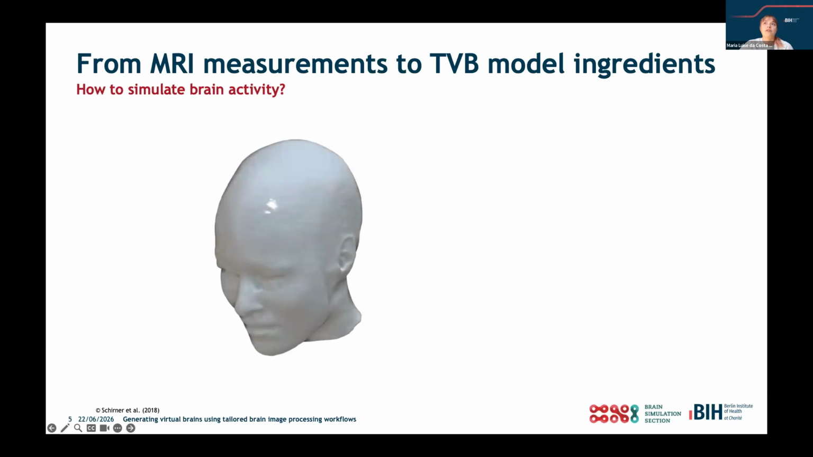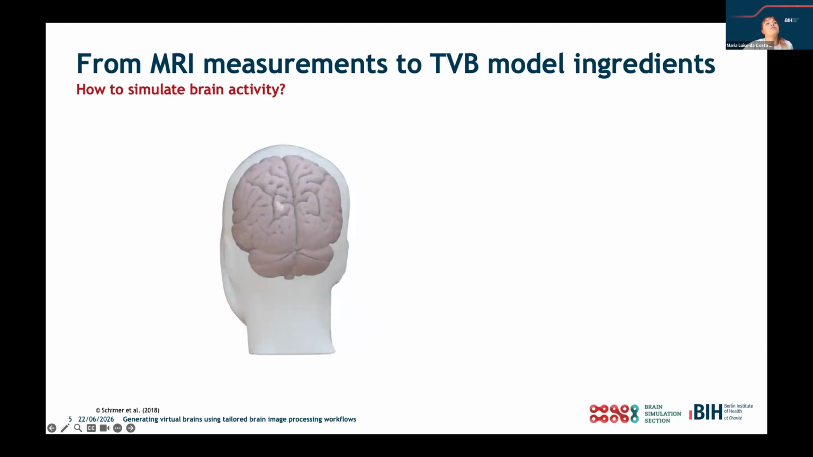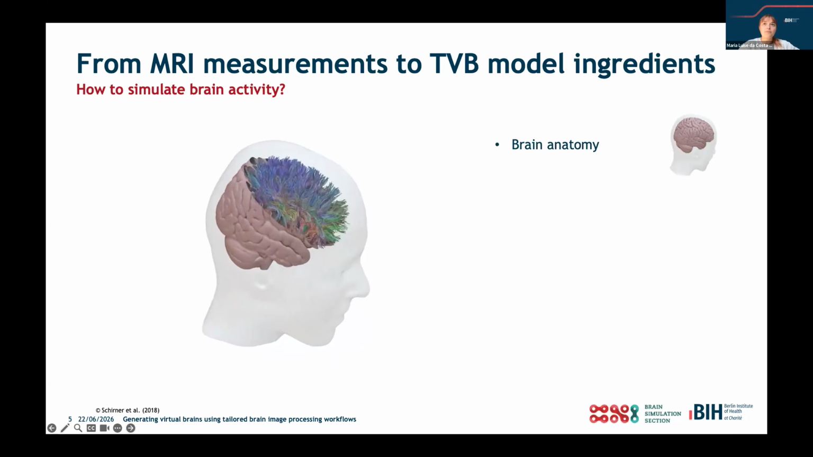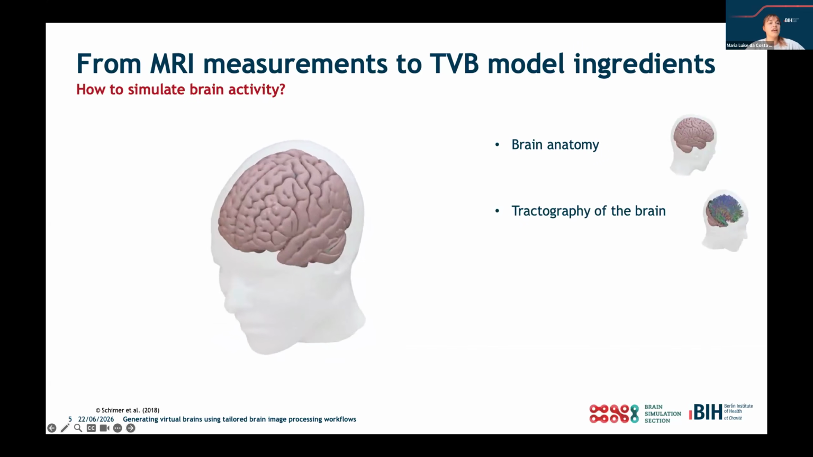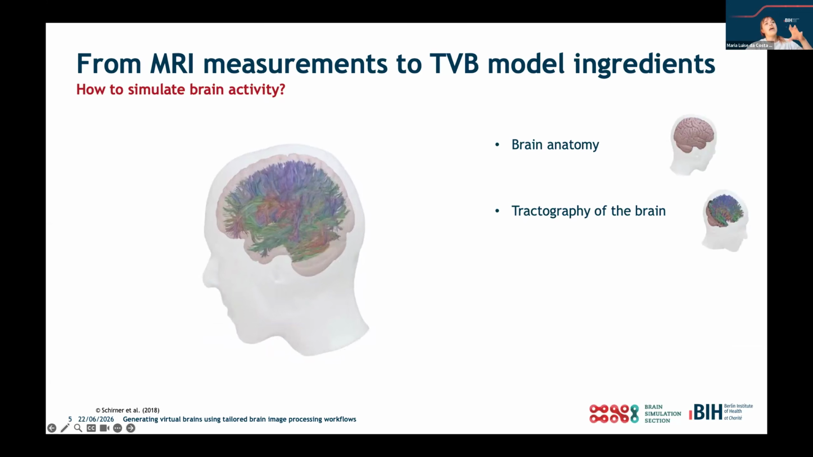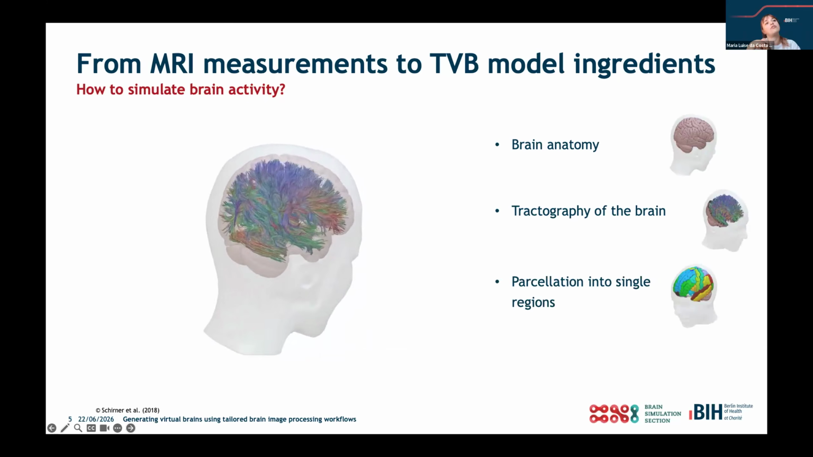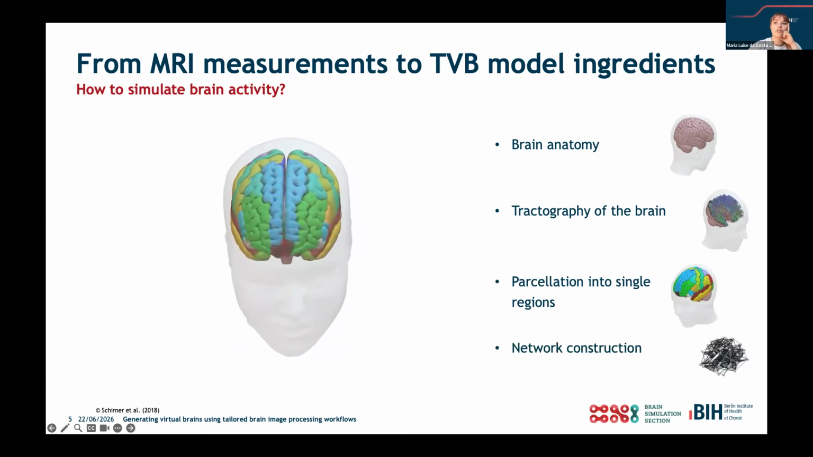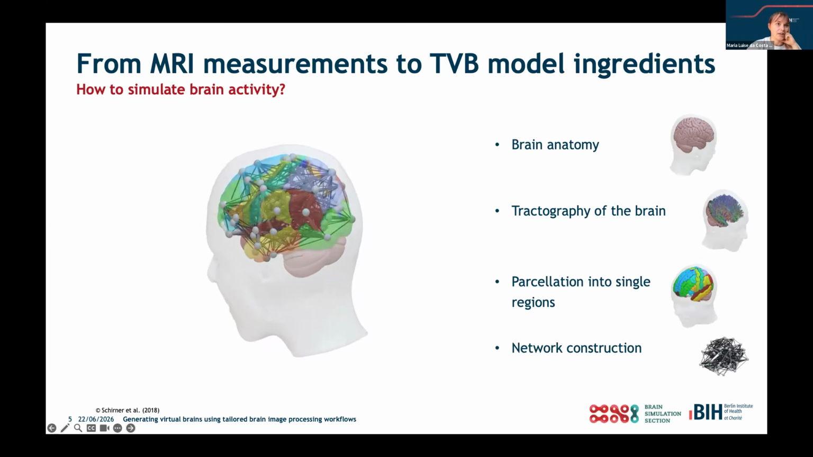This video you probably already have seen quite often. This shows how we construct a TVB model. So we need the brain anatomy, we need the tractography of the brain, and then we also have to know how our brain is parcellated so that we can group different voxels into one region or one node, so that at the end we can construct our network.